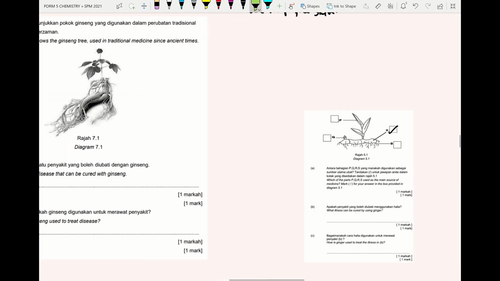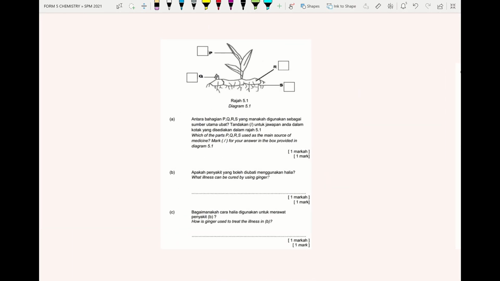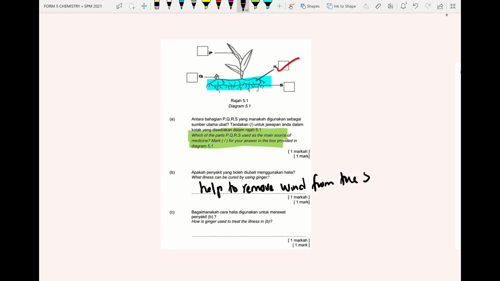All right, please check this question. Which of the following parts P, Q, R, S is the main source of the medicine? So we use rhizome, so we take this one. This is the part of the plant required in traditional medicine. Okay, what illness can be cured by ginger? It helps to remove wind from the body or from the stomach.